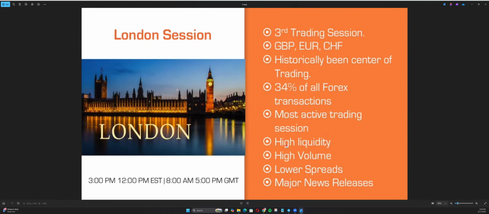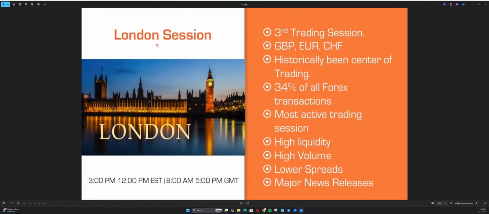The next one is London. This is the third trading session, which encompasses GBP, euros, and Swiss franc, CHF. This is the largest forex trading center in the world, historically being the center of trading.